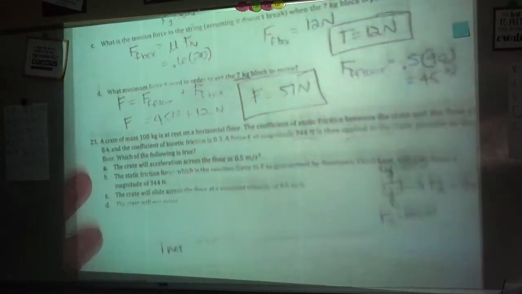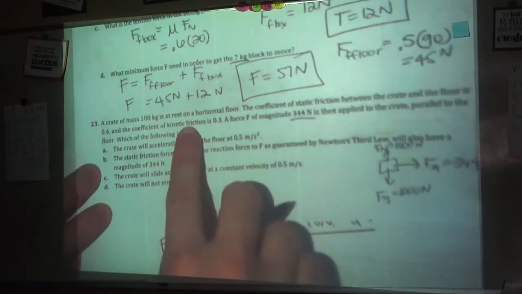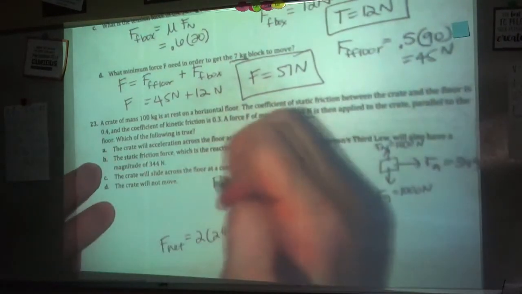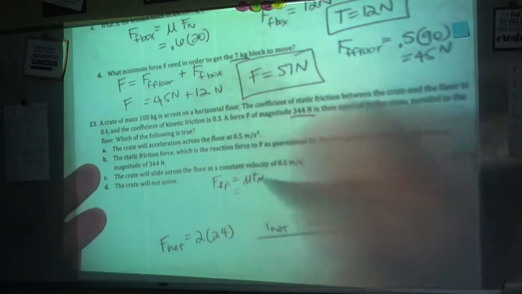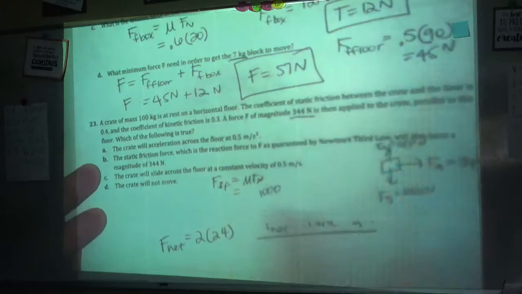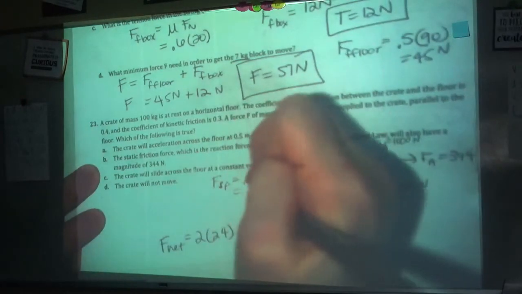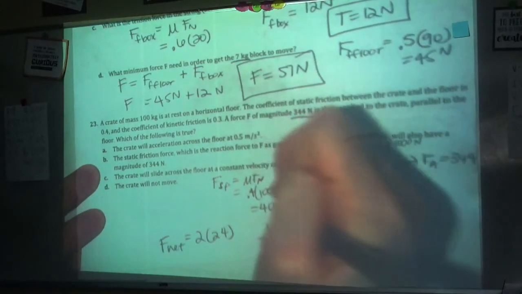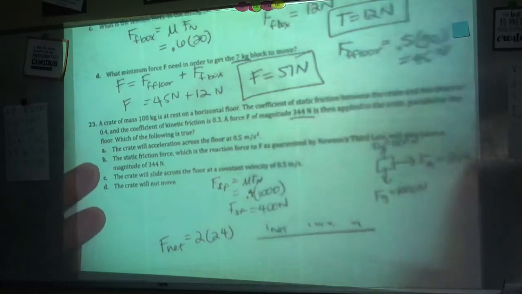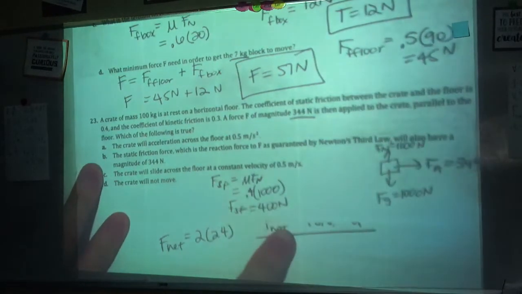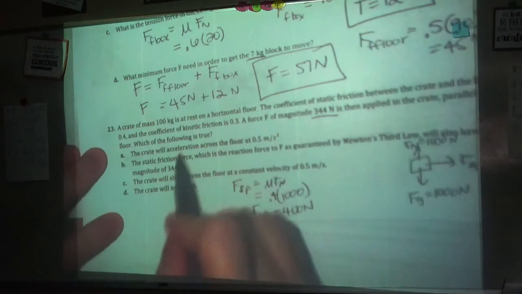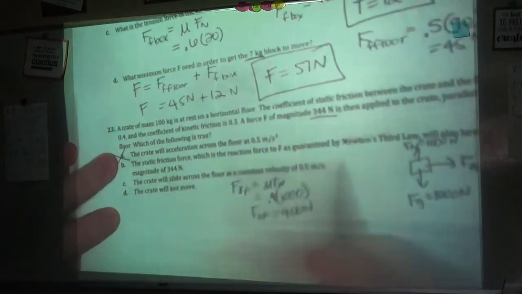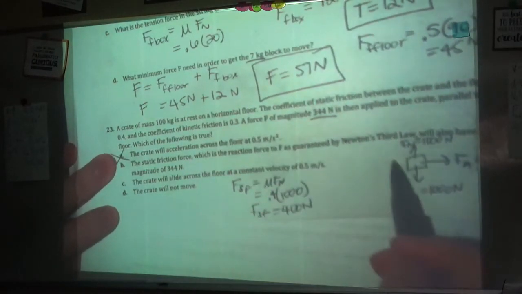Now, because it started at rest, in order to get it moving, it has to overcome the static friction force. So static friction would be mu Fn, and that would be 1,000 times the static coefficient, which is 0.4, so that would give me 400 newtons. If I only pull it at 344, that is not enough to overcome the static friction, so it would not move. It would not accelerate, because it wouldn't get to the kinetic since it wouldn't start moving.